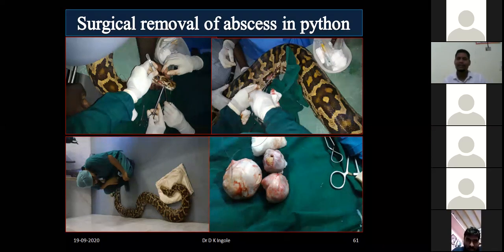Again, one more thing: how to judge the depth of anesthesia in reptiles. In animals, we can very well judge by touching and checking the palpebral reflexes, but in reptiles, we cannot do like that.